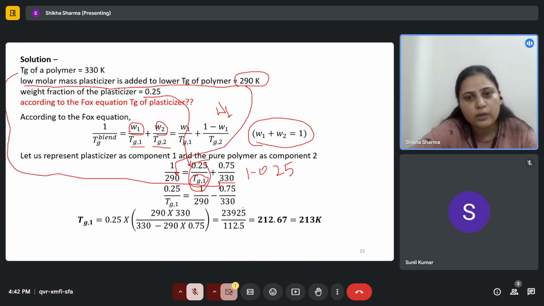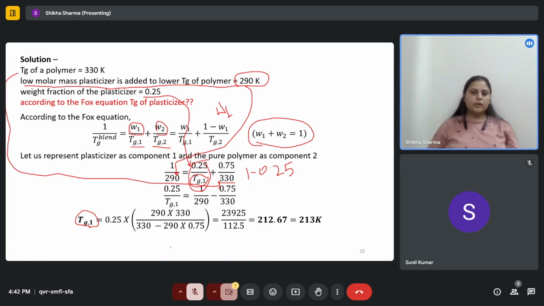So we can simplify the right hand side and take the reciprocal, and we get the glass transition temperature of the plasticizer as 0.25 into 290 into 330 divided by 330 minus 290 into 0.75, which is nothing but, when we solve, around 213 Kelvin.